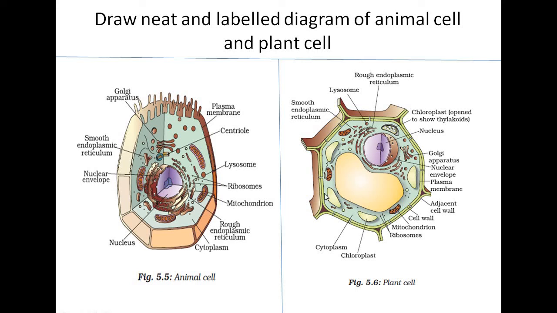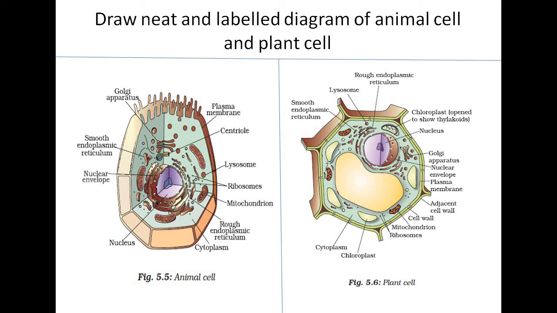One more difference is there. Centrosomes are there in animal cell. In plant cell that is not there. It is not labeled here, so leave it. So these are the main differences of plant cell and animal cell.